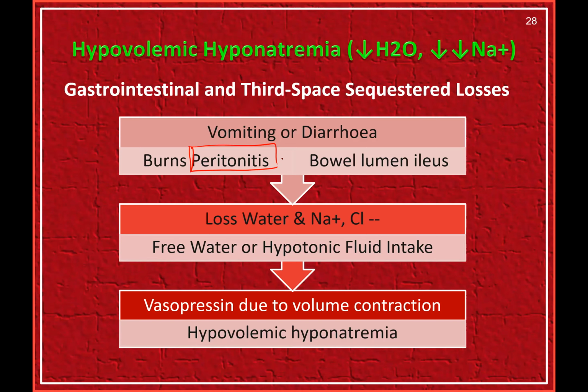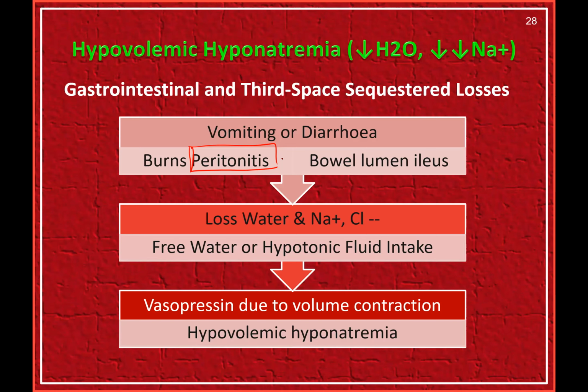So vomiting and diarrhea. Next one is loss of water, loss of sodium, loss of chloride, with free water or hypotonic fluid intake. The easiest example is somebody going out in the hot sun or running a marathon, feeling thirsty, and drinking only plain water, not a salted drink. What will happen? The sodium will be lower, because of hypotonic fluid intake, or taking more water and not taking salt replacement. If you want to avoid heat-related disorders, whenever we feel thirsty, we should not just drink water; at least 3 or 4 times we have to drink fluids containing salt also.